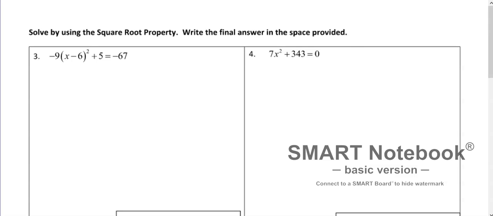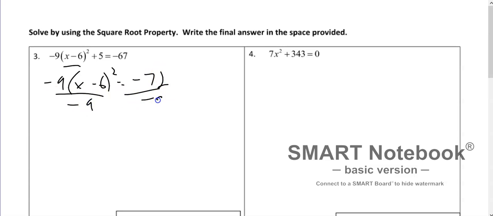Solve using square root property. All right. So we've got to get the squared portion by itself. So first thing we're going to do is subtract 5. So negative 9, leave this alone, equals negative 67 minus 5 is negative 72. Now we divide by negative 9. That gives me x minus 6 squared equals positive 8.